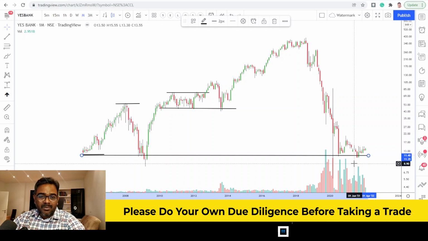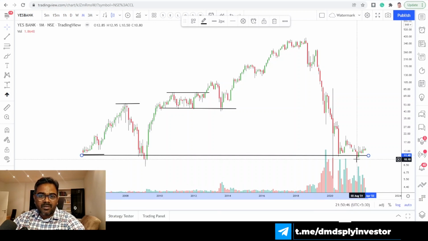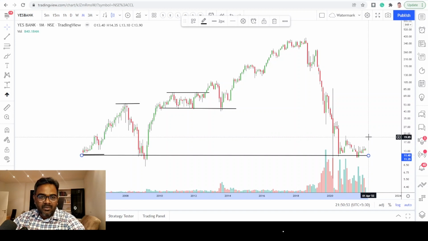Probably it's up to you, but I would say you can still keep a stop loss of around 10 rupees and go and buy YesBank today. Allocate a very small amount to see if it heads higher, and if it heads higher, then well and good, you might make some decent money going forward.